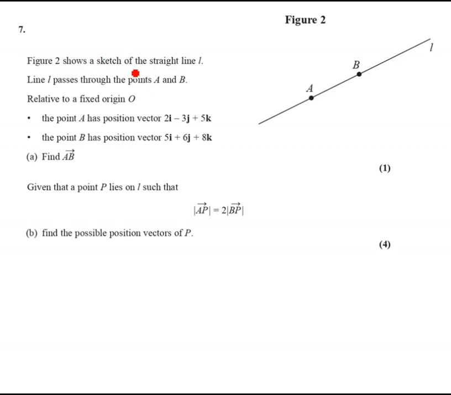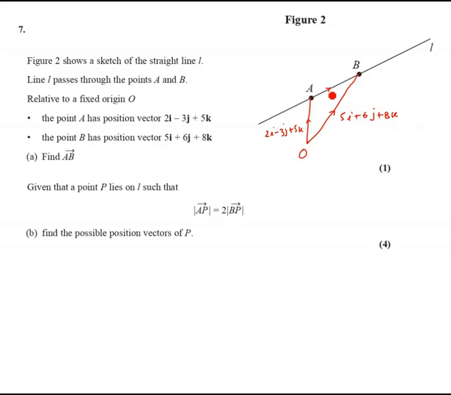Question 7. Figure 2 shows a sketch of the straight line L. The line L passes through the points A and B relative to a fixed origin O. The point A has position vector 2i minus 3j plus 5k. The point B has position vector 5i plus 6j plus 8k. Find AB vector. So let's say this is the origin O. We join this here, and that's your O. So OA is 2i minus 3j plus 5k, and OB is 5i plus 6j plus 8k.